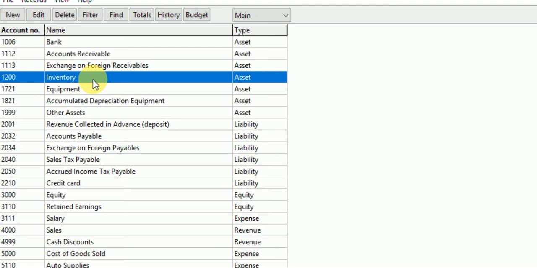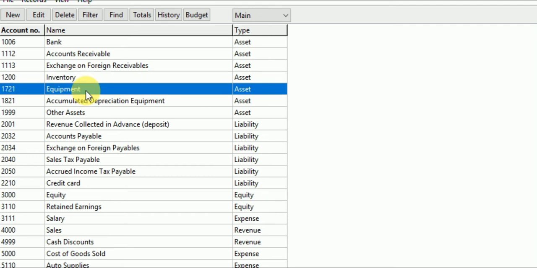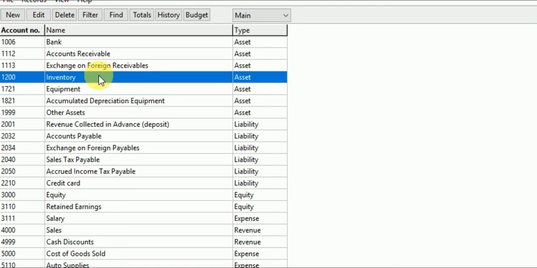Ang inventory is, if you are selling merchandise, nagbebenta ka ng goods or whatever, ito yung binebenta mo. Halimbawa, nagbebenta ka ng computer. There's a difference between yung computer na binebenta mo, inventory, right? And then yung equipment na computer ng office mo. So that's different. Hindi yun inventory, equipment ang tawag doon. So inventory is yung binebenta mong goods, no?